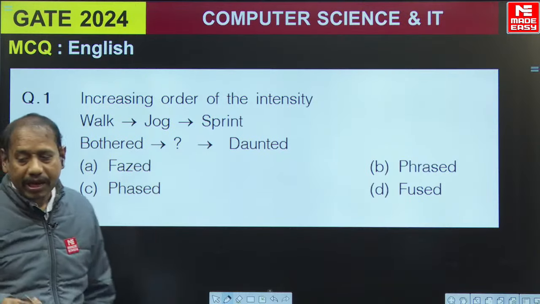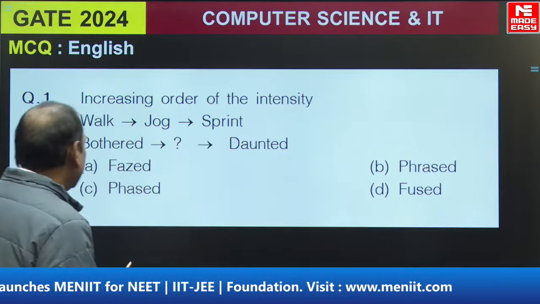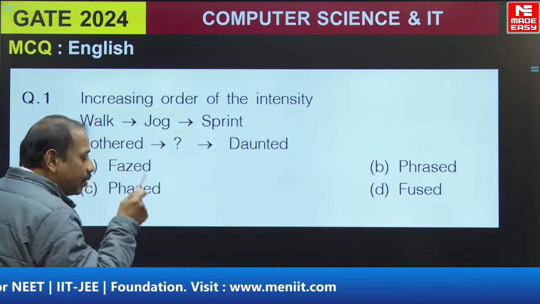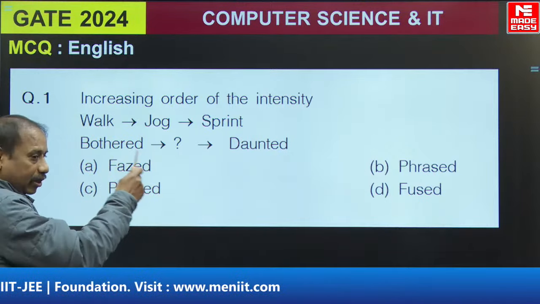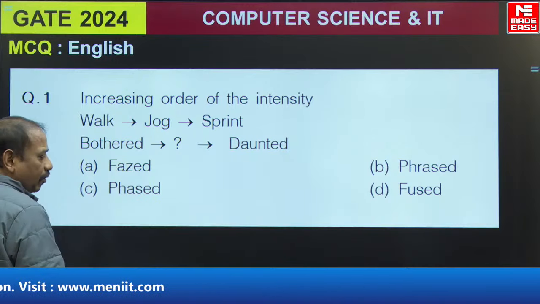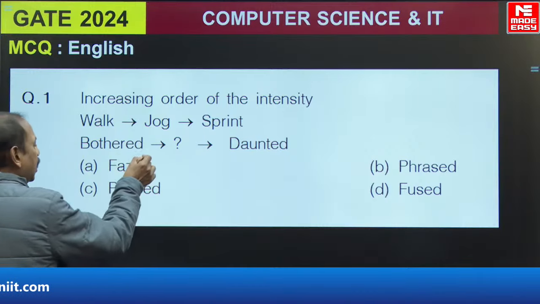What do you think is the meaning of bothered and daunted? That is negative. If somebody is bothered, that person is worried. Daunted is an extreme level of worry, to an extent that the person gets frightened. So the only word that has that negative sense, that gives the sense of disturbed, is phased.